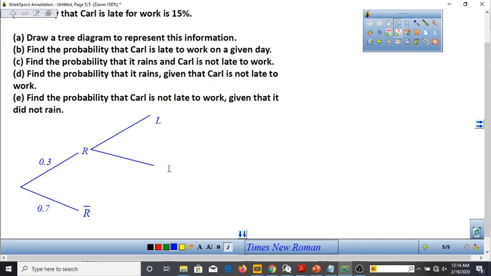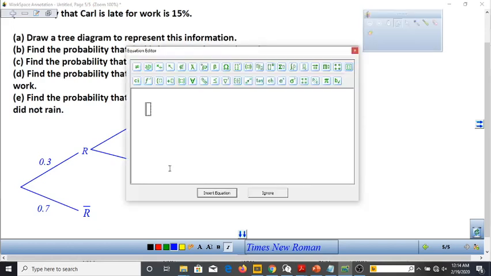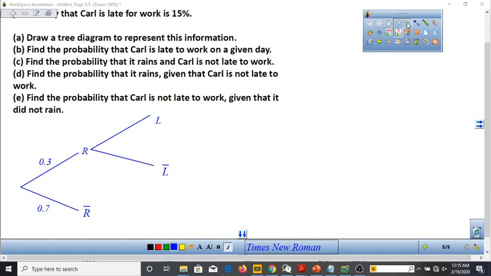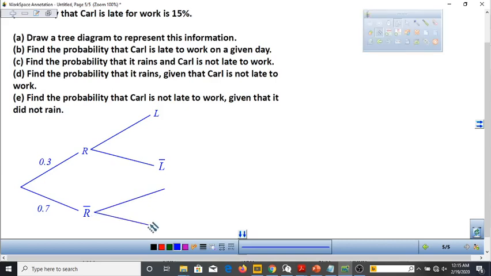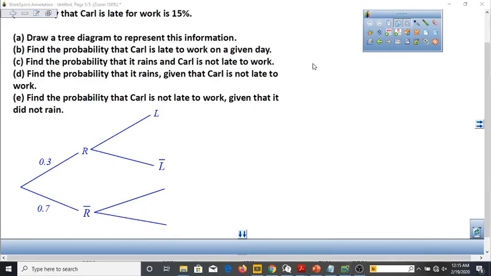So we're going to look at Carl being either late or not late. We go back again, find some symbol, and then we'll use that. Either he was late or he's not late under the condition of it raining. Again, we do the same thing again. Under the condition of it not raining, either he was late or not late. So we can work from that.